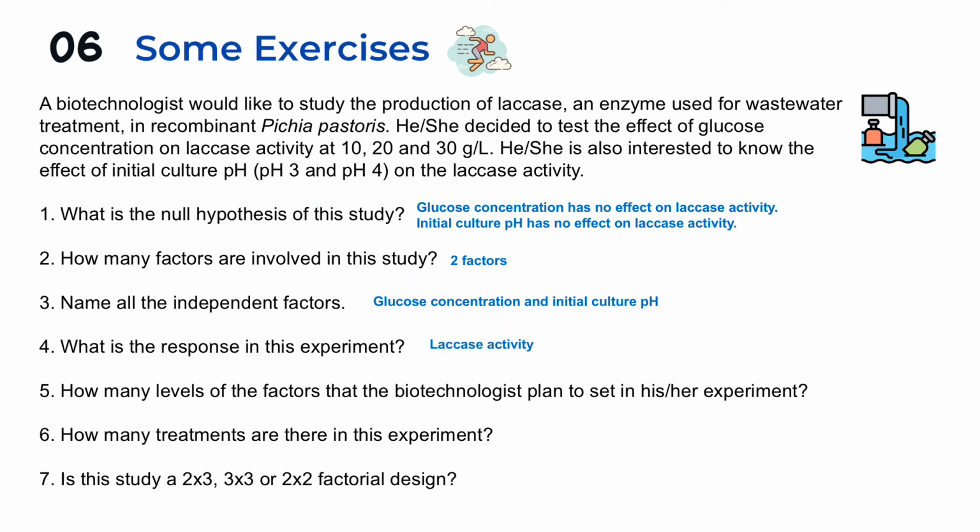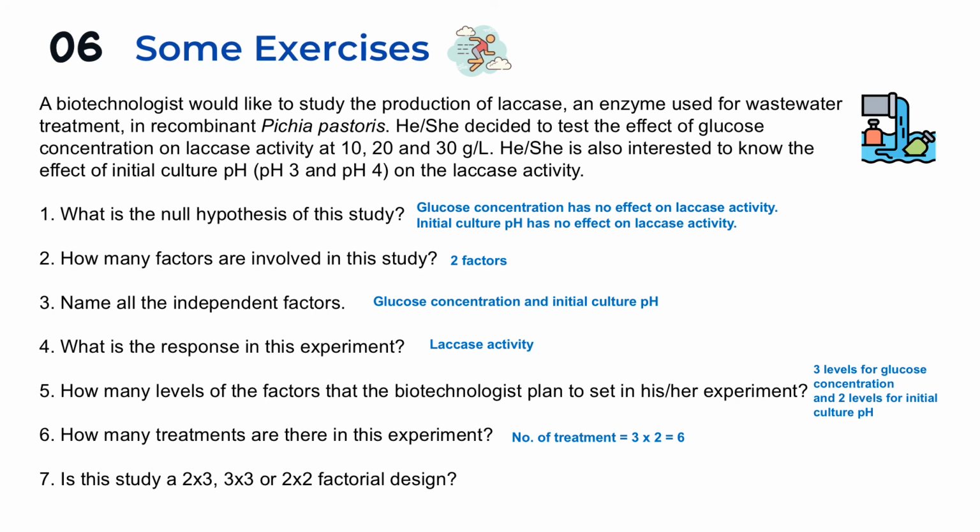The fifth question, how many levels of the factors does the biotechnologist plan to set in his or her experiment? So for the glucose concentration, there are 3 levels, and for the initial culture pH, there are 2 levels. How many treatments are there in this experiment? The number of treatments is equal to the multiplication of the number of levels of the factors involved. So in this experiment, the number of treatments is 3 times 2, which is equal to 6.